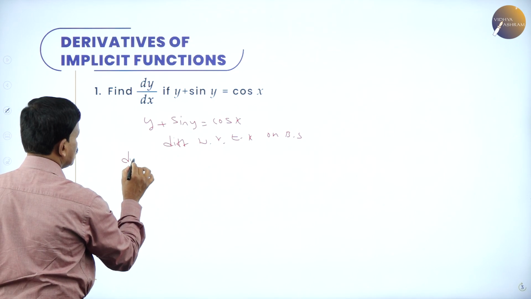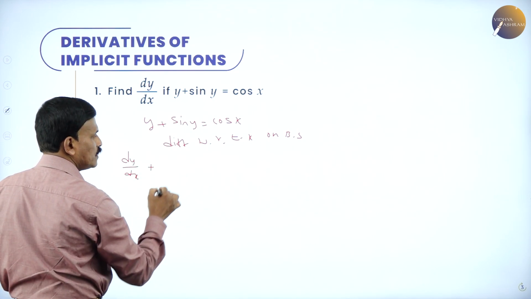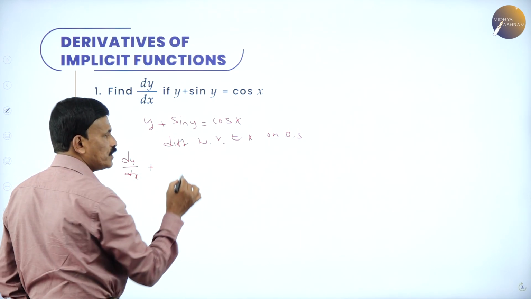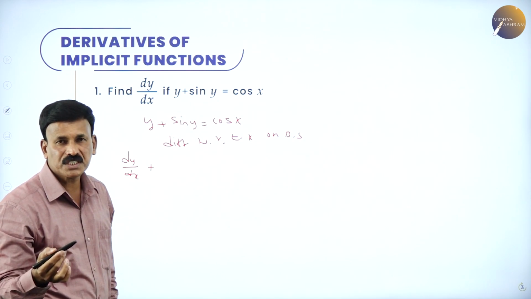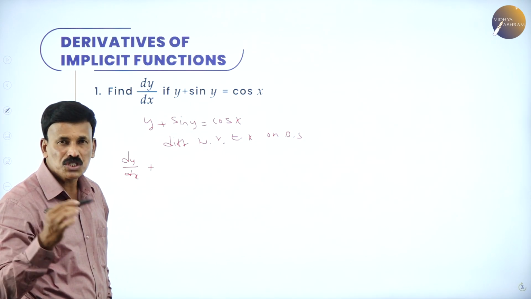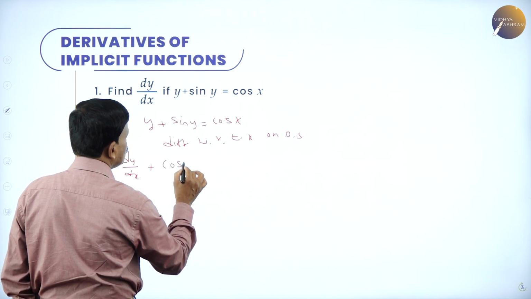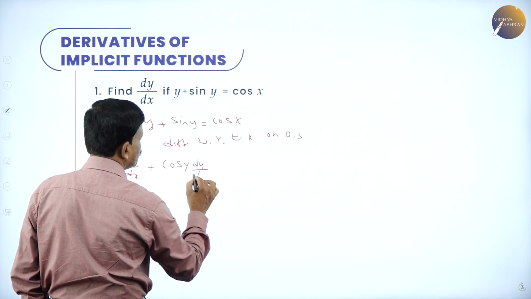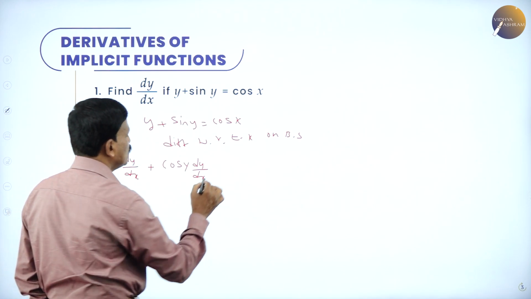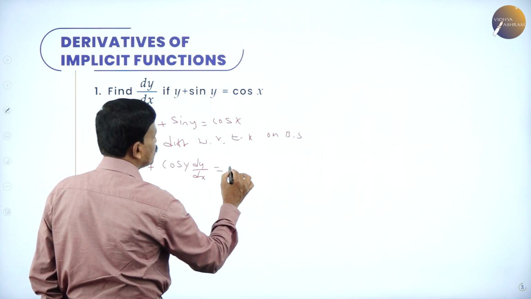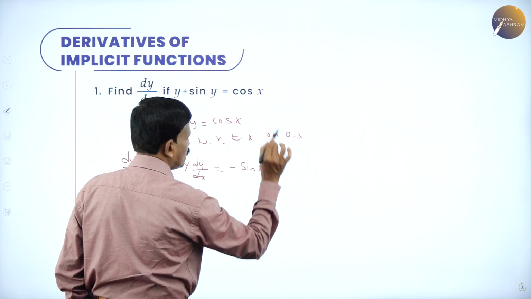Differentiation of y is dy by dx, plus sin y, which is again a function of a function. If it is x, d by dx of sin x you can write as cos x. Instead of x, it is y. This can be written as differentiation of sin y is cos y into differentiation of y, which is dy by dx, is equal to, again, differentiation of cos x is minus sin x, right?